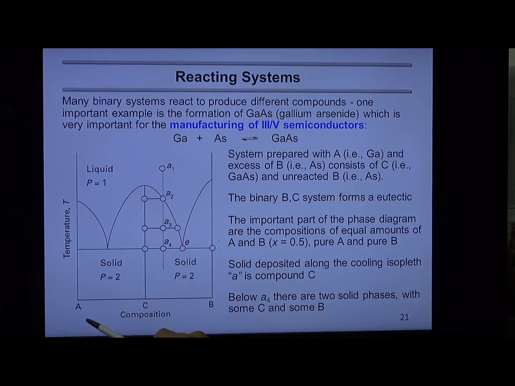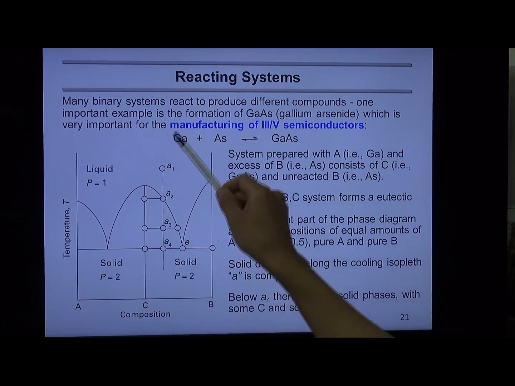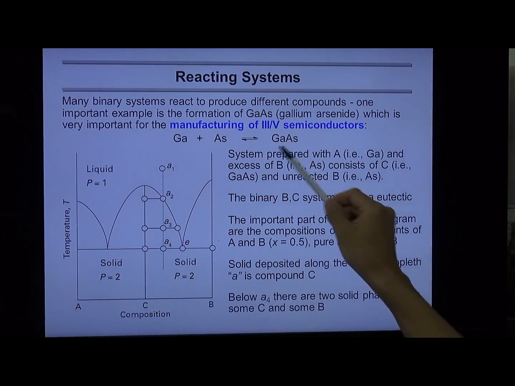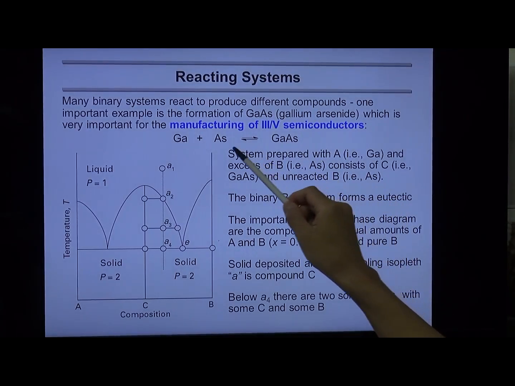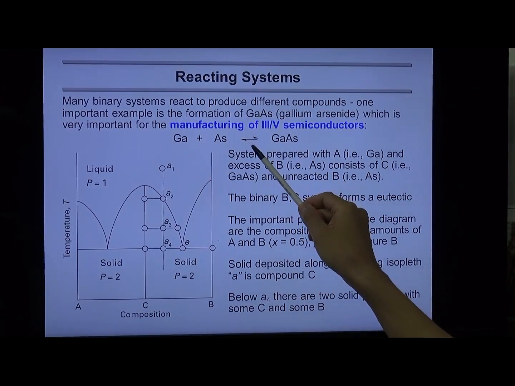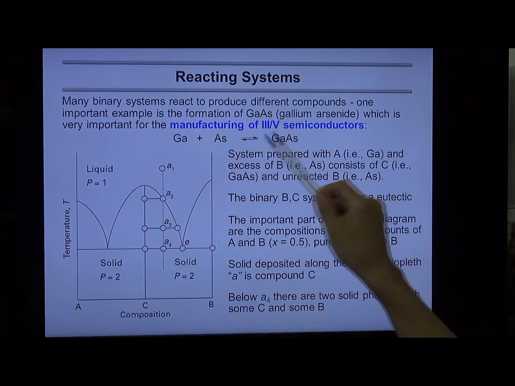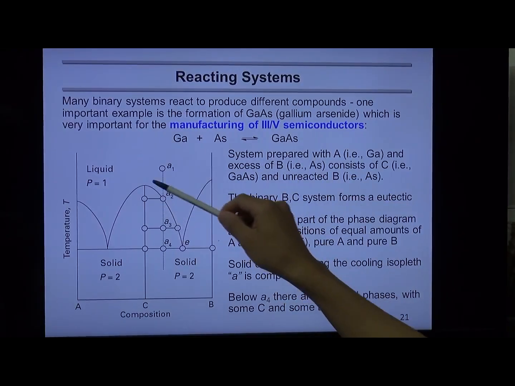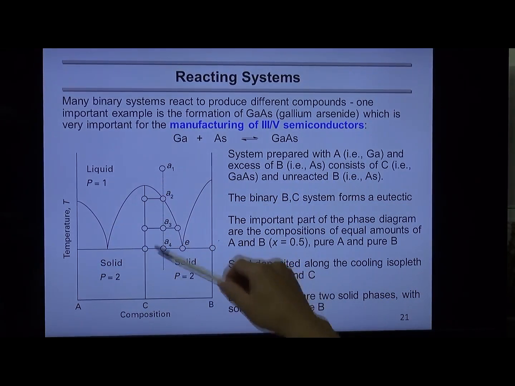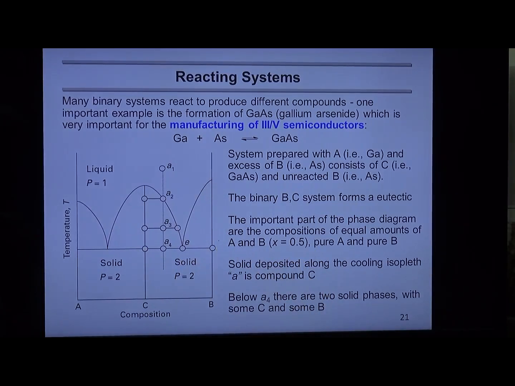So if there is more gallium, then all the arsenic is consumed by this reaction. So we have a phase diagram between gallium and gallium arsenide here. If there is more arsenic, then all the gallium is consumed by this reaction, and the remaining materials are arsenic and gallium arsenide, right? So basically we have two phase diagrams combined together for this reacting system, okay?